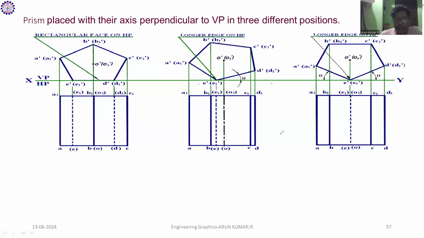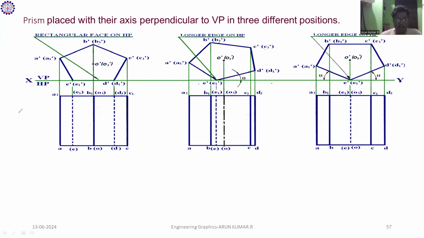Good morning. In this lecture series, we will see the conditions of the solid. Here, I have to take a pentagon prism with the axis perpendicular to VP and one of the longer edges on HP. The pentagon has five sides, so I have to represent it over here. It has five longer edges.